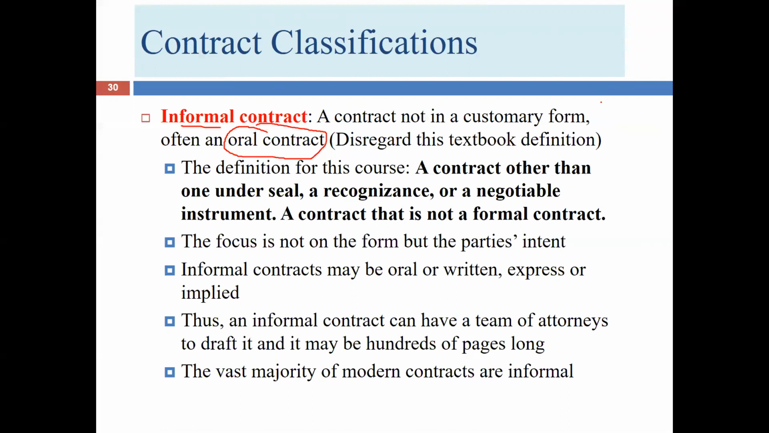Now, this is the definition from the textbook. A contract not in customary form, often oral contract. But this is the definition that we're going to use. So when you see this in the textbook, ignore it. We're going to go with this definition. A contract other than one under seal, a recognizance, or a negotiable instrument, a contract that is not a formal contract. This is the definition that we're using. We talked about seal on the previous page. There's a couple of other forms of formal contracts beyond the scope of this class. Again, informal contracts can be written or oral. They can be express or implied. Again, the vast majority of contracts are informal.